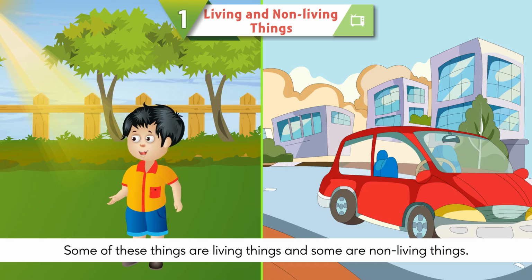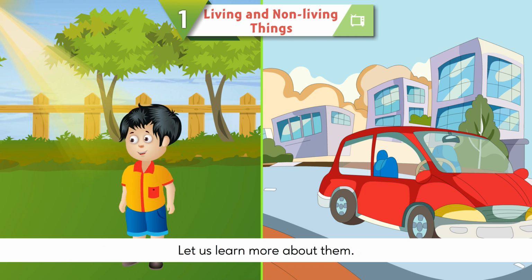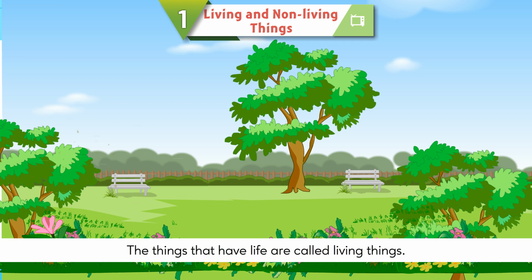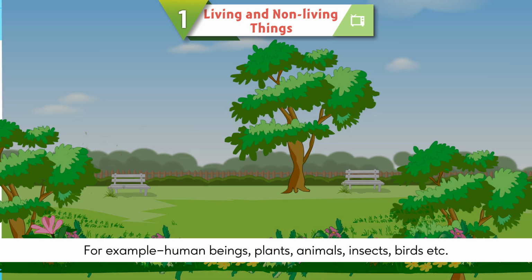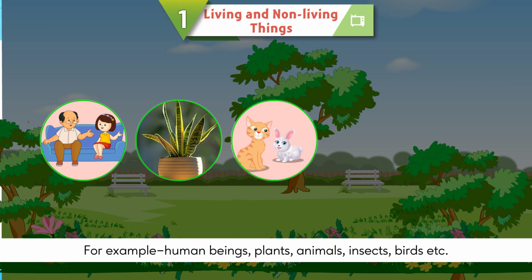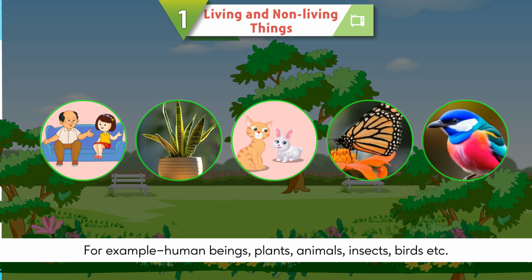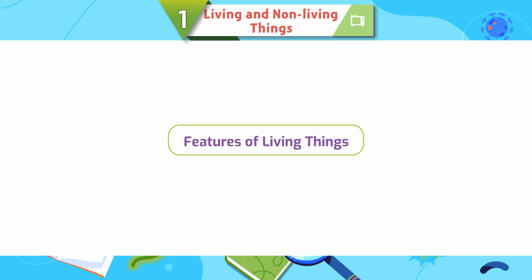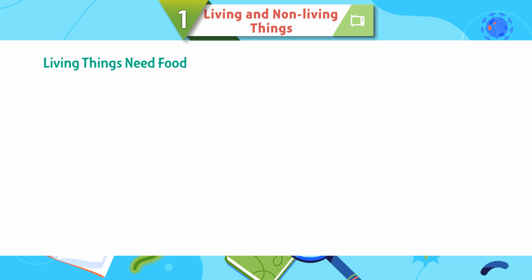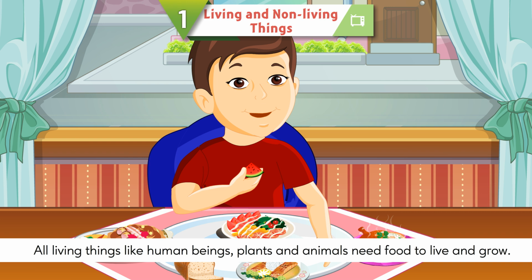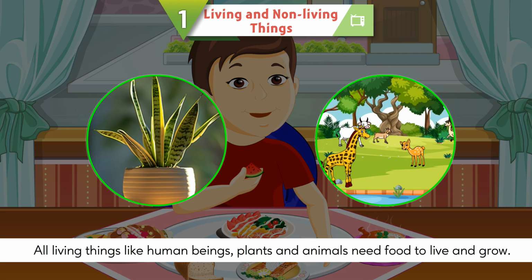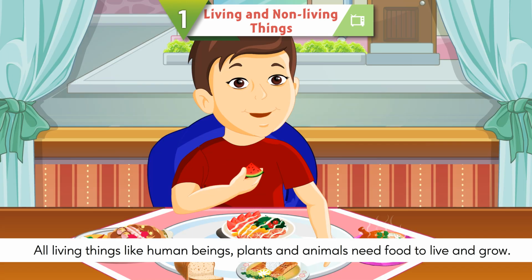Some of these things are living things and some are non-living things. Let us learn more about them. Living things. The things that have life are called living things. For example, human beings, plants, animals, insects, birds, etc. Features of living things. Living things need food. All living things like human beings, plants, and animals need food to live and grow.